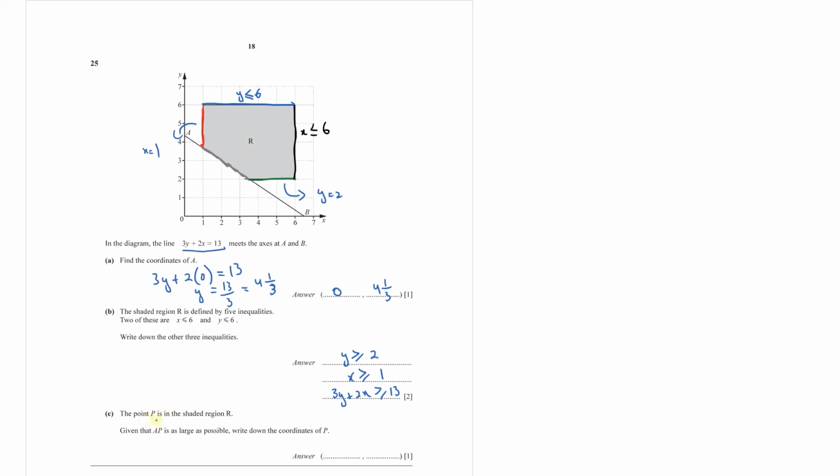Part C: the point P is in the shaded region R. Given that AP is as large as possible, write down the coordinates of P. So P lies somewhere in this region R, and A is the point here.